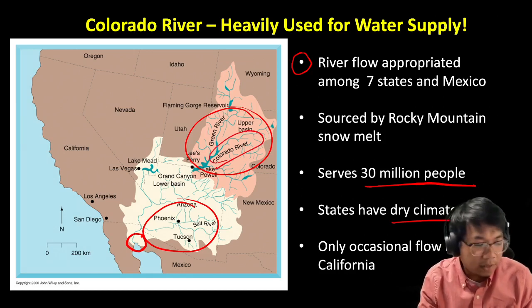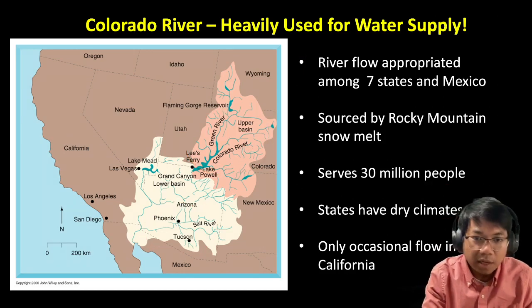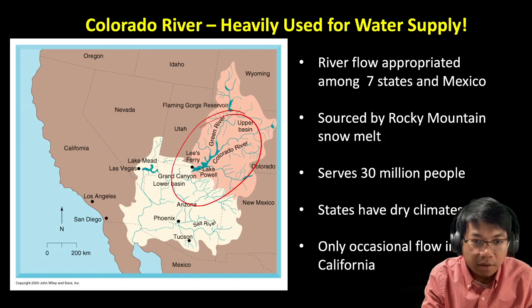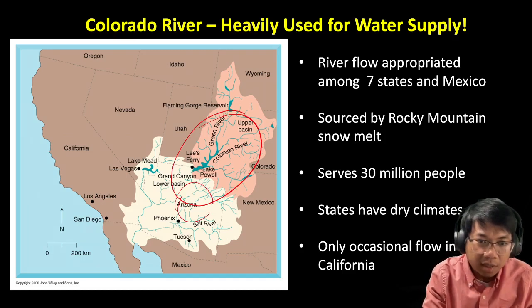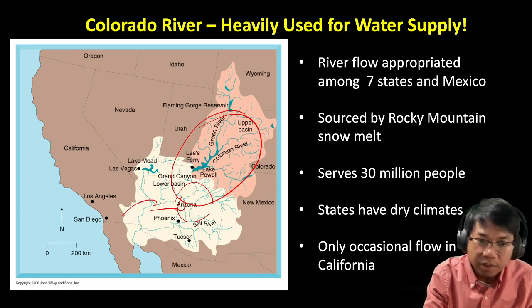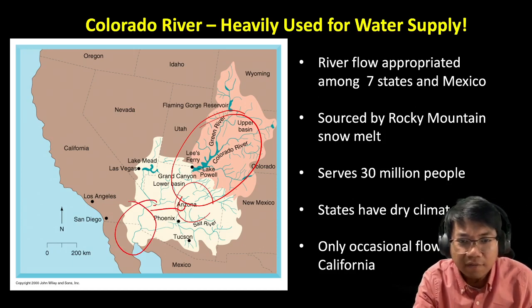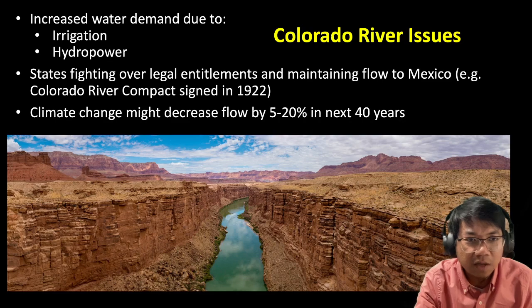Now, because of the water being used in the upstream region, in the Colorado, Utah area, and then Arizona, for example, the water that ends up here in the southern region, in South California, has a very occasional flow. So it has very little flow. I actually have an image of that later on that you can see.